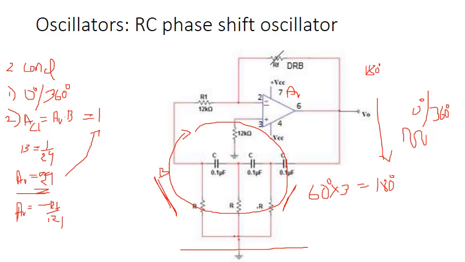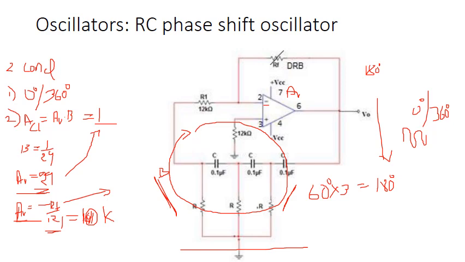By selecting a value of R1, we can select a value of R1 as 10K. AV should be 29, so that there will be sustained oscillation. 29 into 1 by 29 will be equal to 1. So AV should be 29. R1 can be selected as 10K. With this we can calculate RF. As a result, the gain AV will be 29 and totally the closed loop gain ACL will be 1.